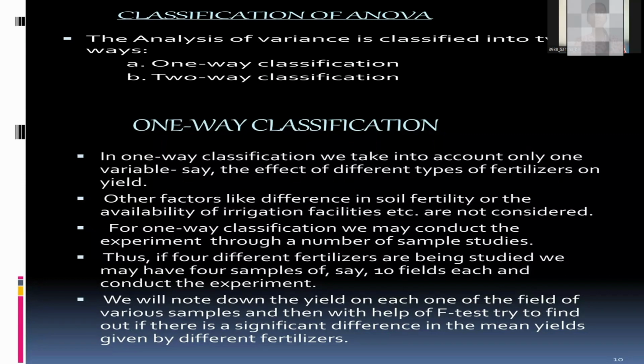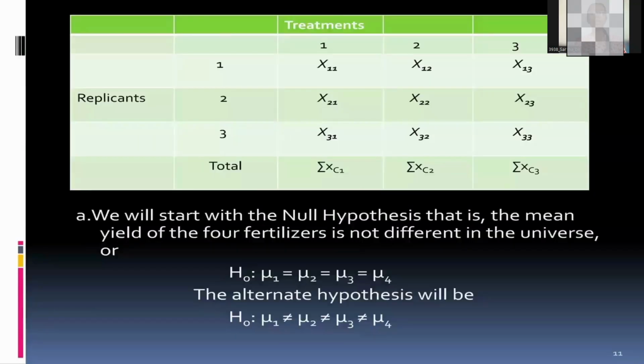Thus, if four different fertilizers are being studied, we may have four samples of, say, 10 fields each and conduct the experiments. We will note down the yield on each one of the fields of the samples, and then with the help of the F-test try to find out if there is a significant difference in the mean yields given by the different fertilizers. You can see from the table the replicates 1, 2, 3, the totals, and the values we have given.